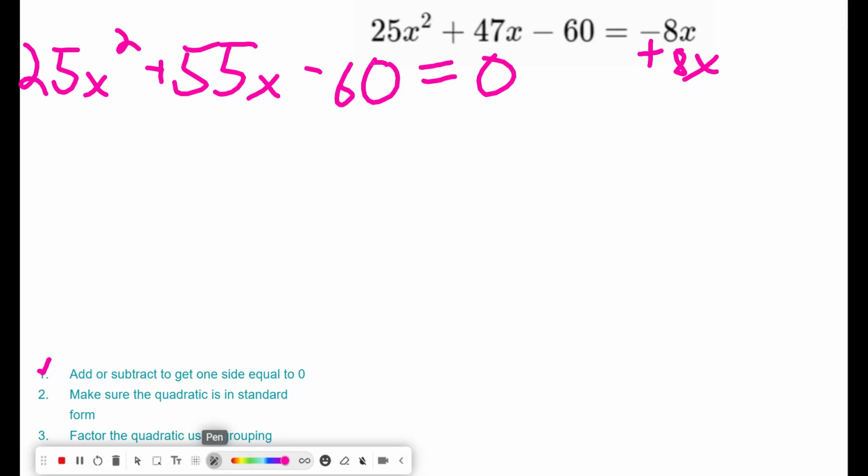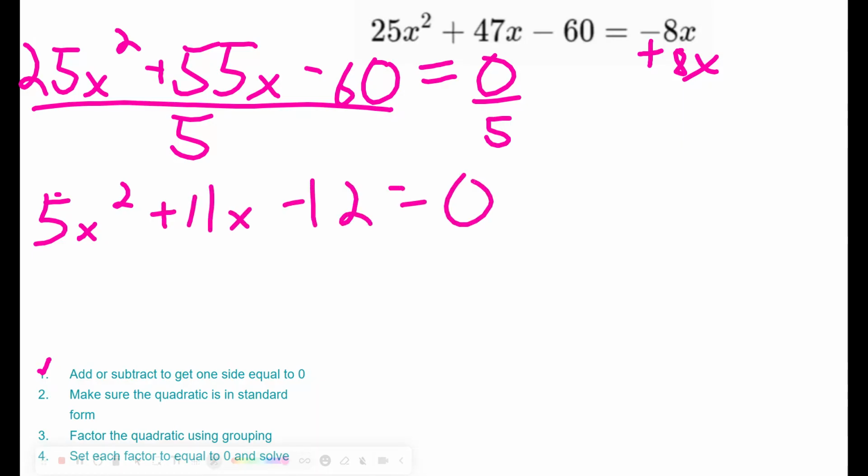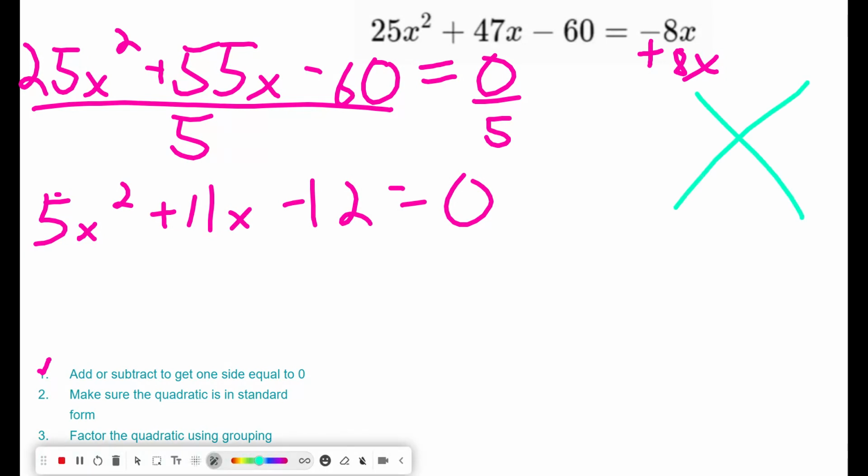Yep. And now we can take out that greatest common factor to both sides. All this is divisible by 5. That left me with 5x squared plus 11x minus 12. And then 0 divided by 5 is 0. All right, let's factor that out.